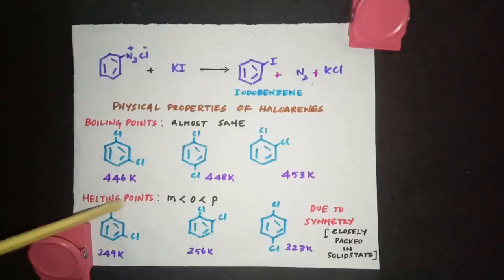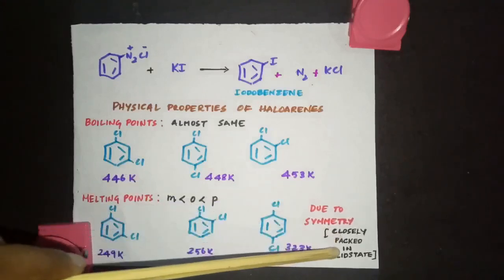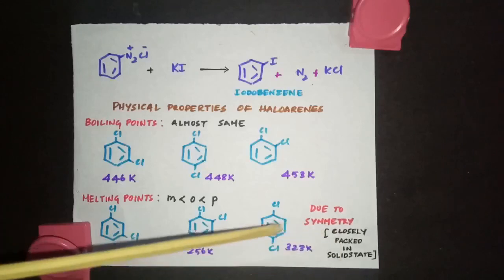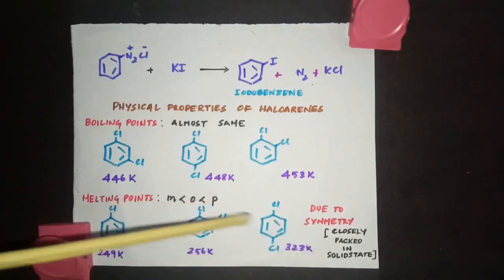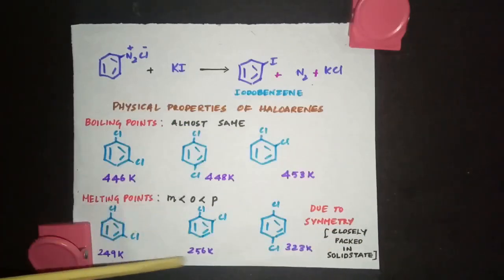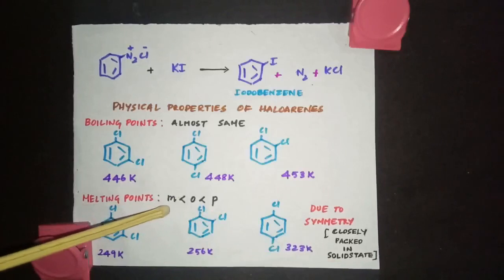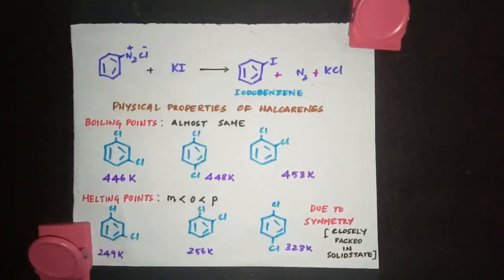When we talk about melting points, what we are actually doing is changing the physical state from solid to liquid. But para dichlorobenzene is very closely packed in the solid state. So it requires more temperature, more heat to convert this para into a liquid. So this is the order of melting points. Meta has got the least melting point compared to ortho, and then comes para with the highest melting point.